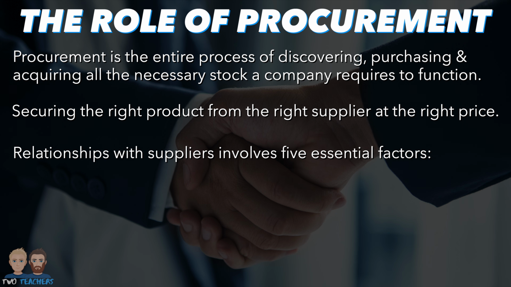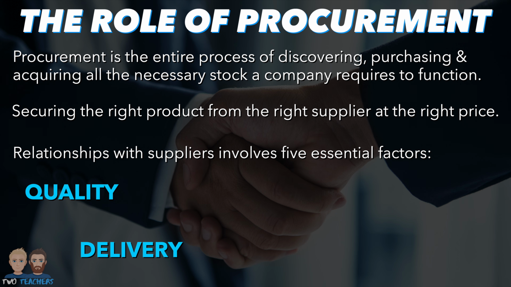Establishing positive relationships with suppliers involves considering 5 essential factors. The first one is quality. Quality is paramount. If a business specializes in making chocolate, it must source high quality ingredients. Customers expect quality products across different price points.